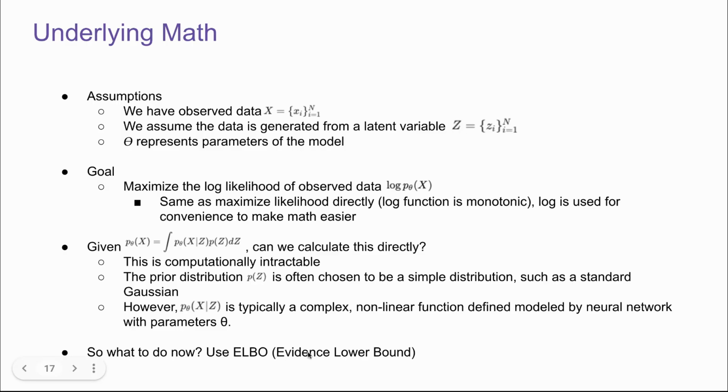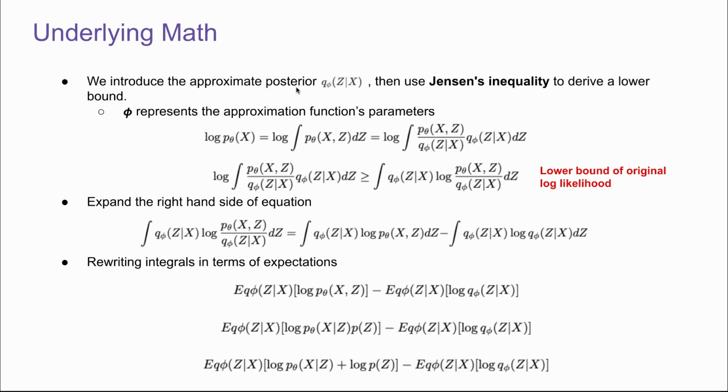We can use ELBO, evidence lower bound. Let's take a look. So we introduce the approximate posterior q phi of z given x, then use Jensen's inequality to derive a lower bound. Phi represents the approximation function's parameters. So first, we transform the probability of x to an integral representation, and then we add the approximate posterior into the function, and then we apply Jensen's inequality. This will be the lower bound of the original log likelihood, and this is the ELBO that we want.